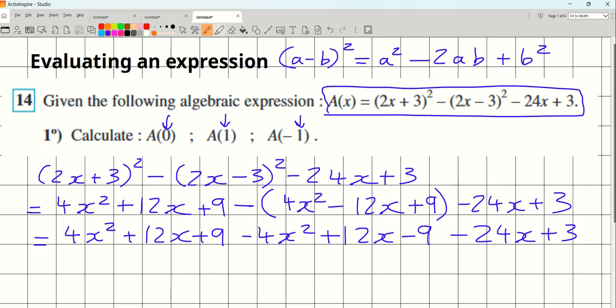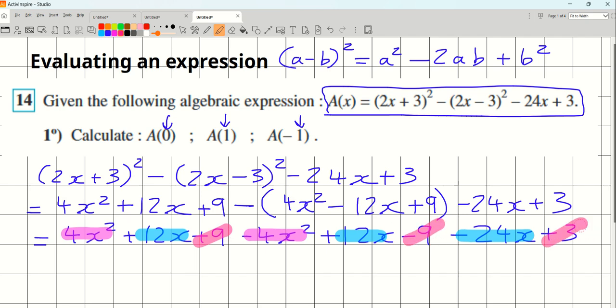Now this, I'm going to go ahead and highlight my like terms, but we're going to notice something interesting here. 4x squared minus 4x squared, that just eliminated itself because 4 minus 4 is 0. Now, same thing for the next part. 12x plus 12x, this does not eliminate. They have the same sign. And I have a minus 24x here. I'm going to make use of that. And lastly, I'm going to go ahead and highlight my plus 9 with my minus 9.